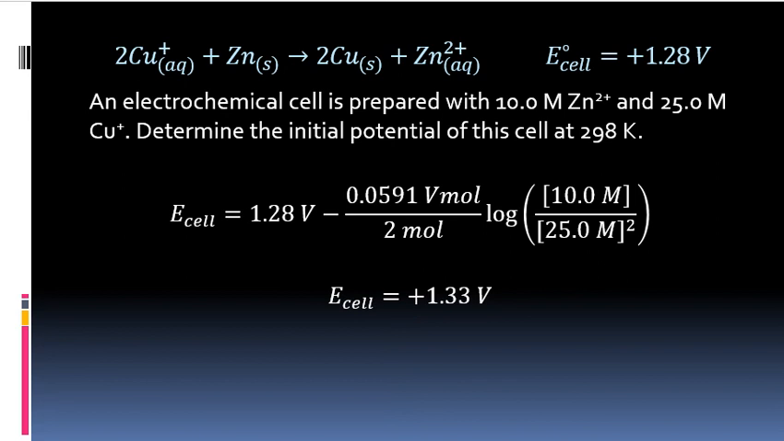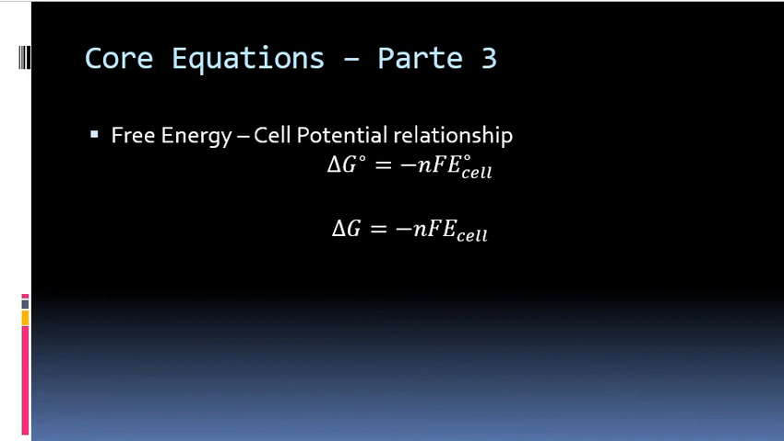Sometimes it can decrease, but whatever. Just know that the non-standard cell potential is positive 1.33. Now, our last set of core equations for electrochemistry, at least what we're going to cover in this class, is going to be relating it back to free energy.